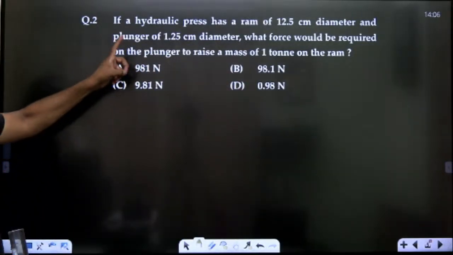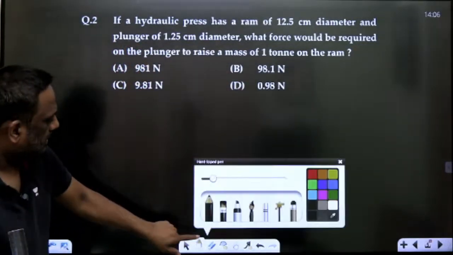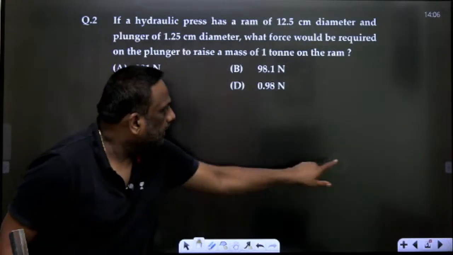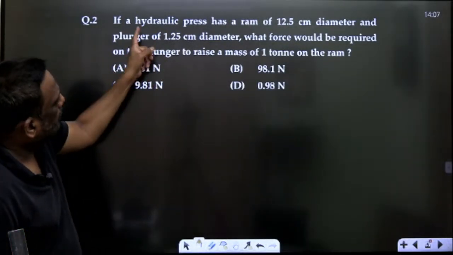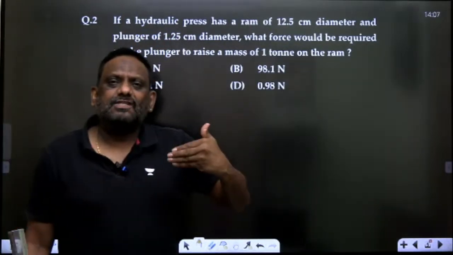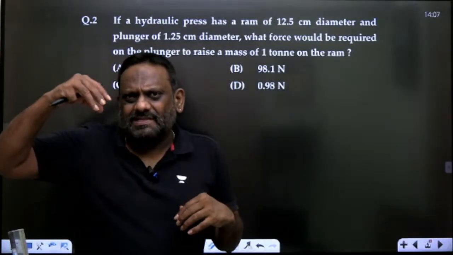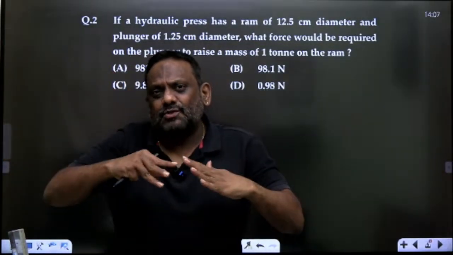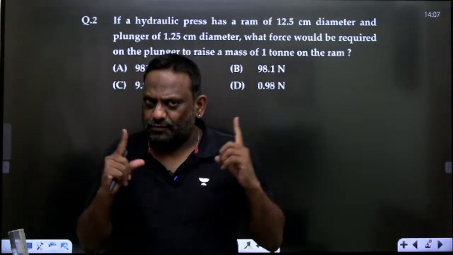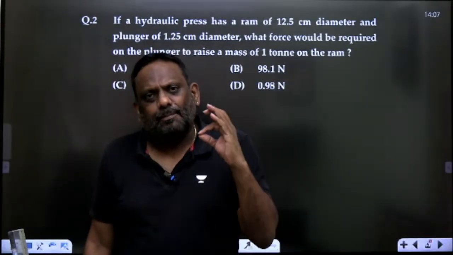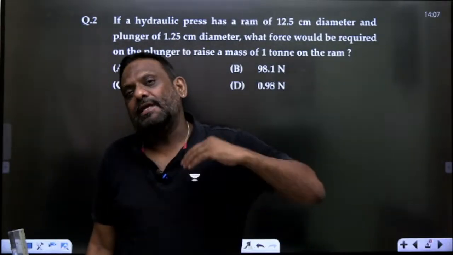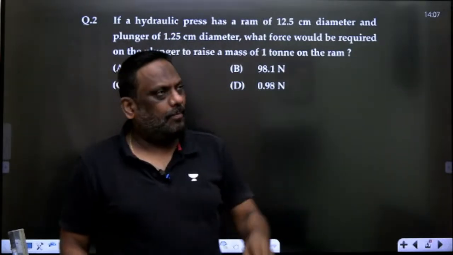In a hydraulic press, reduce this a little, sir. In a hydraulic press, which principle does it work on? Pascal's law. Whenever a pressure is applied at a point, it is transmitted equally in all directions. That is one statement. Or pressure at a point in a static fluid is equal in all directions. Okay, let's apply that.